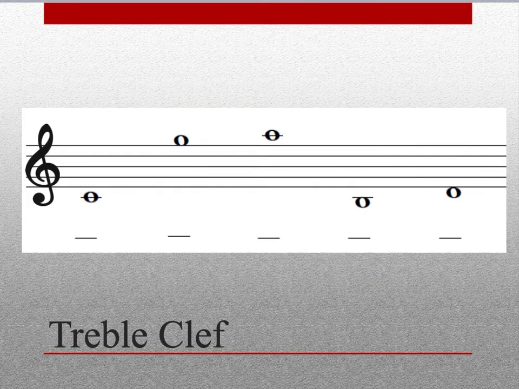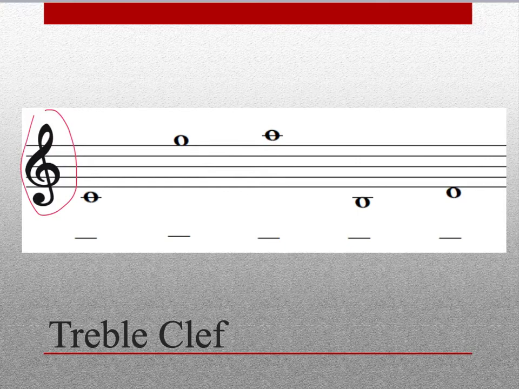So, here we go. Treble clef. Make sure that you draw your treble clef on your staff. I think it's missing from yours, so make sure it ends up on there. So, let's go through and name these notes. Remember, the letters go in order when you go up the staff and backwards when you go down the staff.